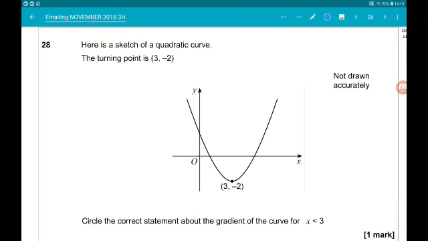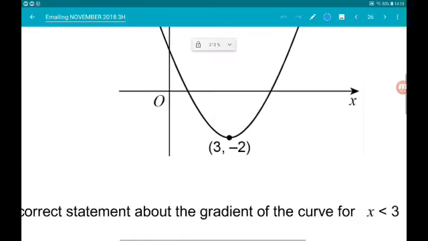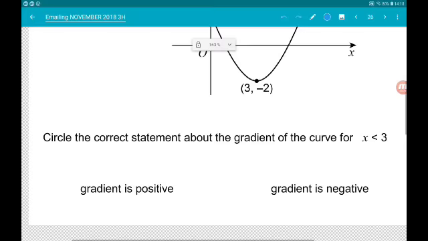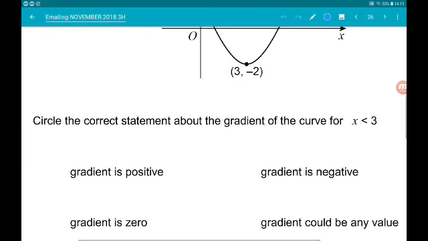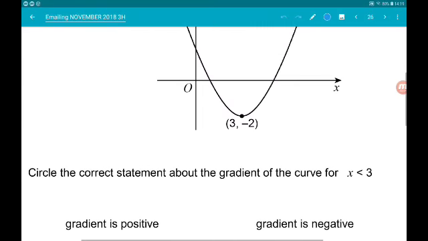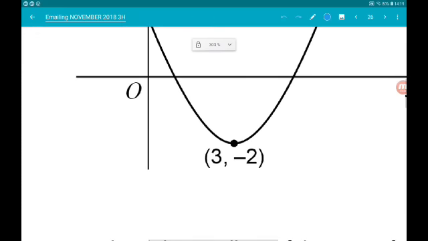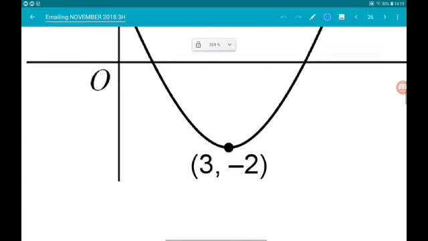Okay, the final question. So again, quite A-levelly, we're thinking about the gradient of a curve. When has anyone at GCSE been taught about the gradient of a curve? Probably not much. So, we've got a quadratic curve. The turning point is 3, minus 2. So this point here, we're asked to circle the correct statement about the gradient of the curve for x less than 3. So x less than 3 is everywhere to the left of the turning point.